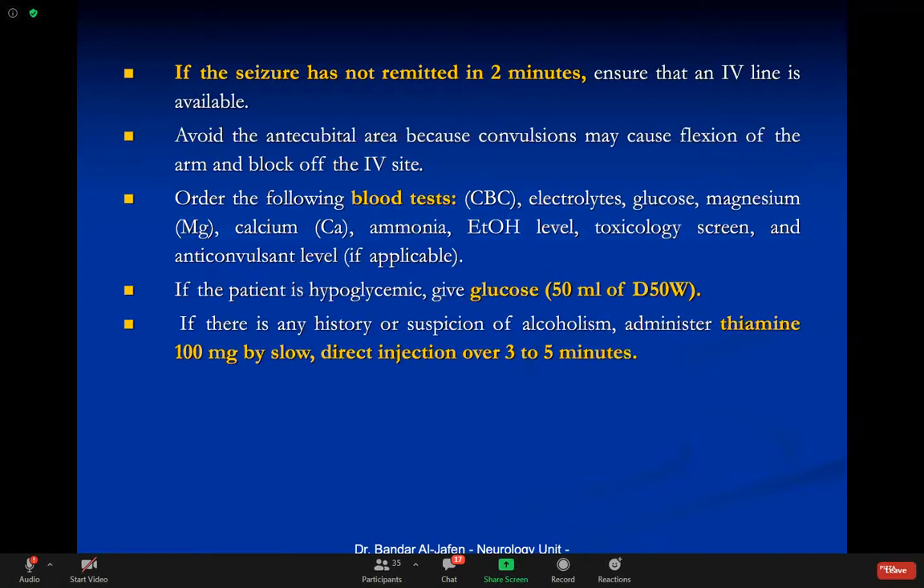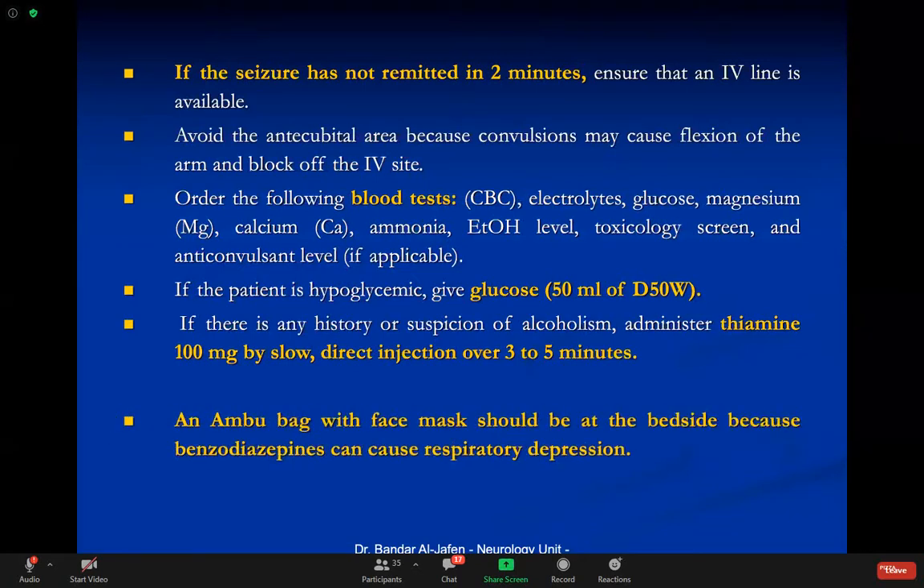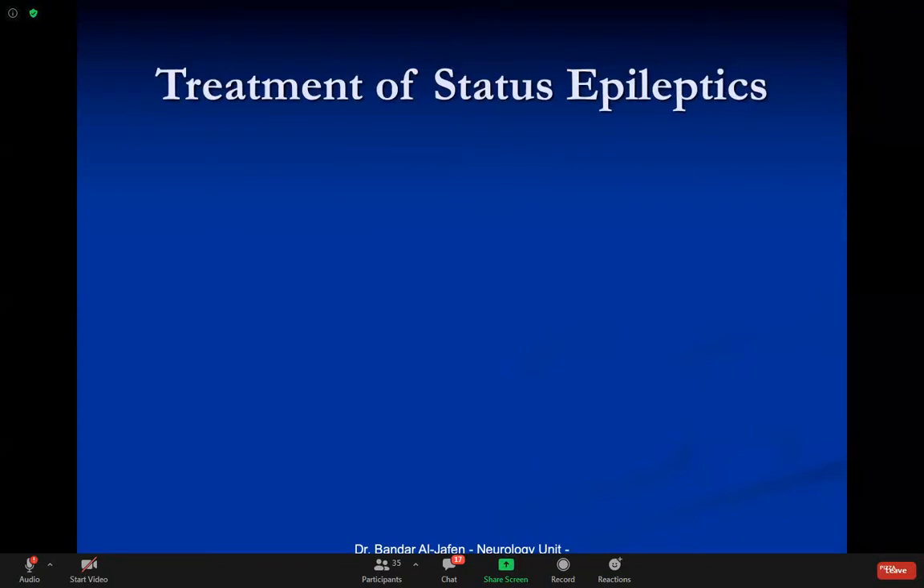You should give it before the glucose, because thiamine is used in the glucose metabolism pathway. So if you give glucose before and there is thiamine deficiency, you would make the thiamine deficiency worse, because the glucose demands thiamine be present. So make sure that they've got thiamine. And we mentioned the face mask, oxygen, ambu bag, and airway assist devices are there.